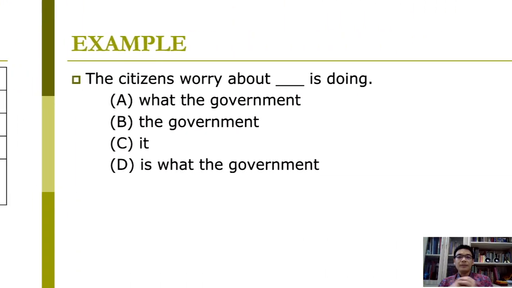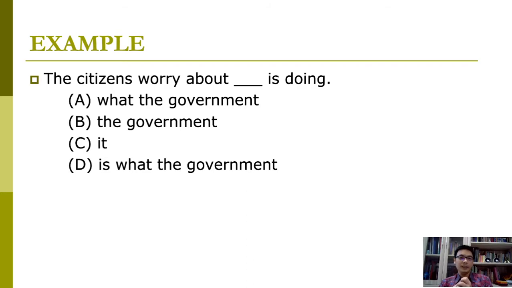Okay, let's see the example. The citizens worry about blah blah blah is doing. Let's try to analyze. What do we have in this sentence? We have the subject, the citizens. There is only one subject. But we have two verbs, worry and is doing. Remember, you have to make it balanced. Two subjects, two verbs, one connector.